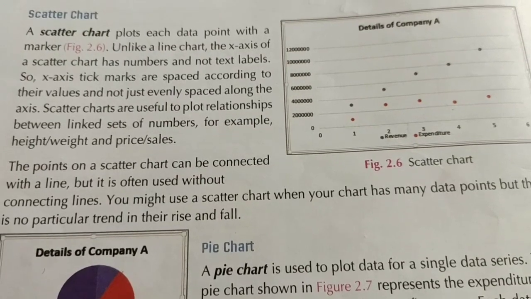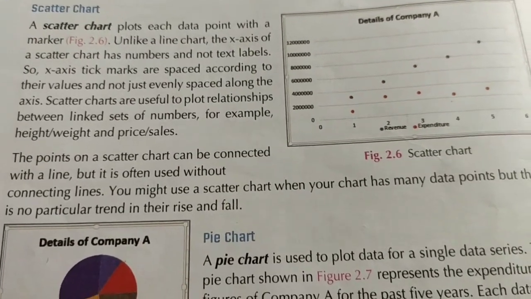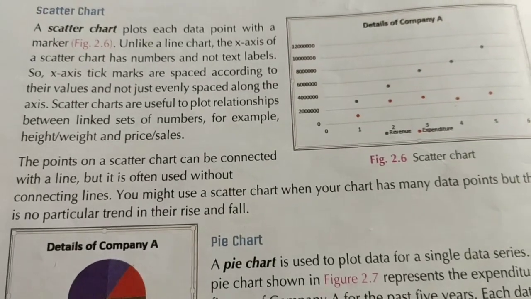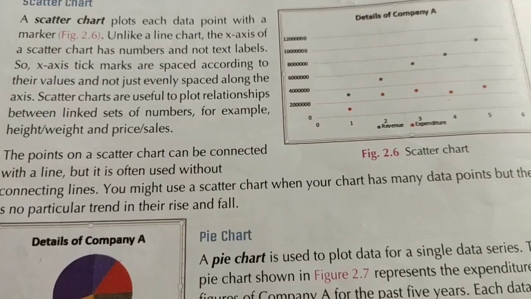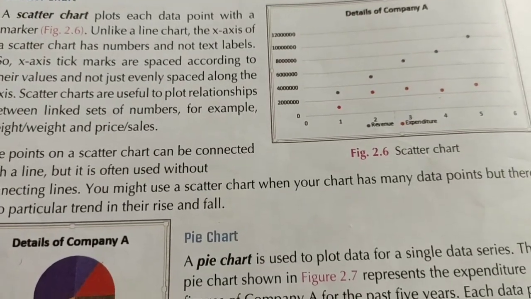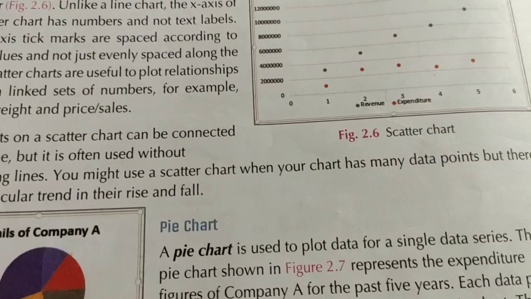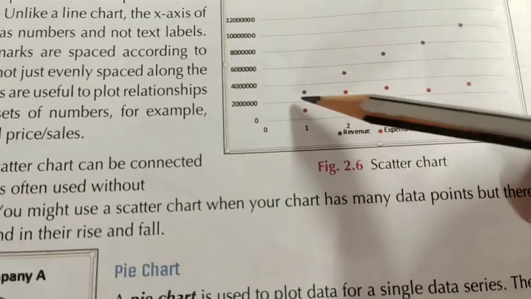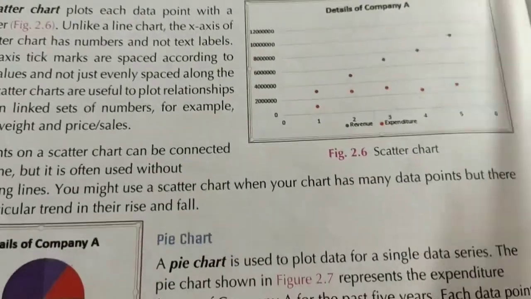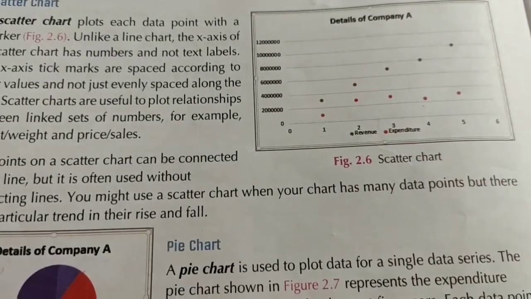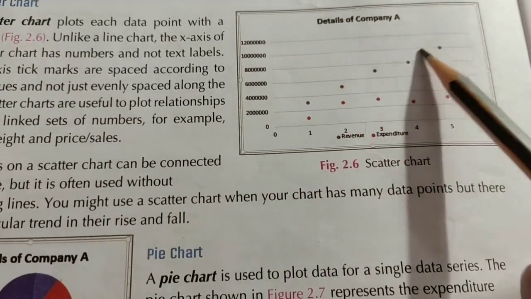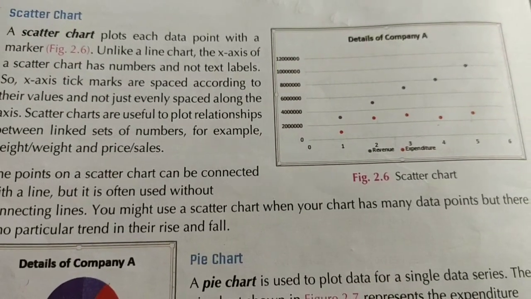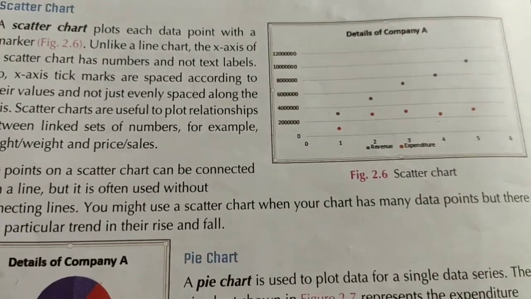Scatter chart. Now what is a scatter chart? A scatter chart is a two-dimensional chart. Two-dimensional means it considers only the length and breadth, and it shows the relationship between only two sets of data.